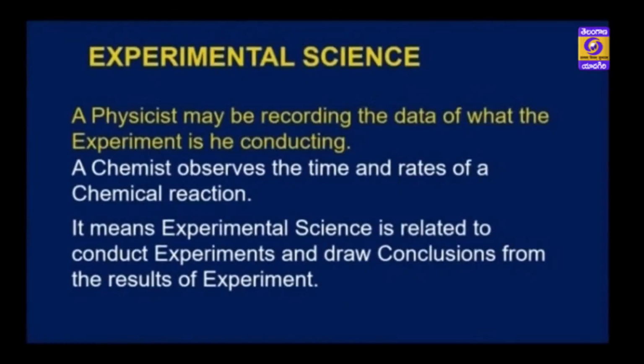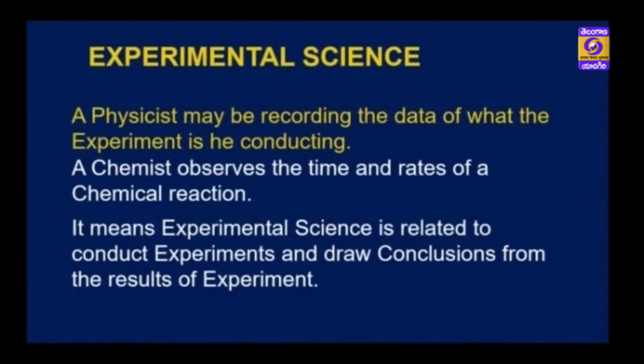But whereas a chemist observes the time and rates of a chemical reaction. That means, when performing it by adding some chemicals, what is the time taken for the completion of that chemical reaction? How do we know? Generally you might have studied some of the indicators or the acids and bases. While we are doing that, by observing the color change, you came to know the chemical reaction has taken place and it has ended.